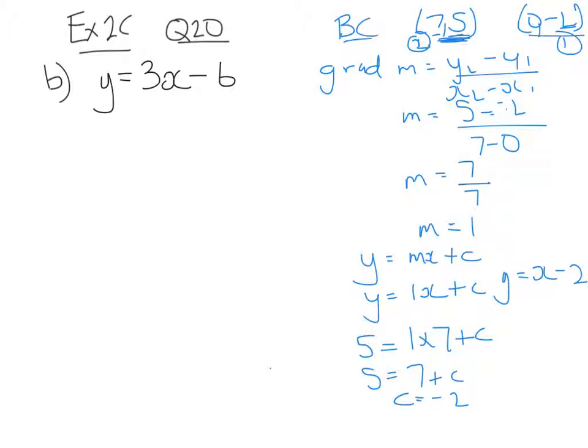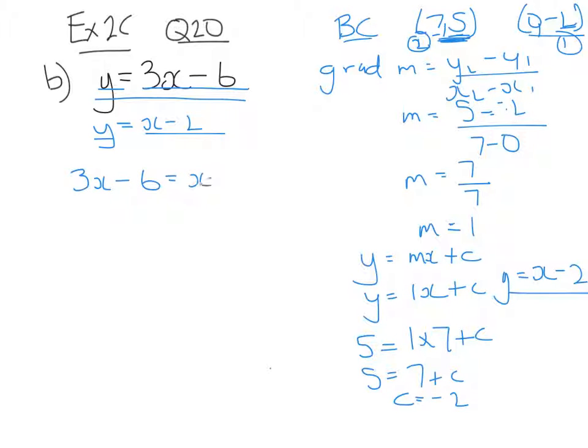Now we want to know where this line and this line intersect. So if we said, okay, y is equal to x minus 2, where do these two lines intersect? Well, if this is y and this is y, surely this and this would be equal. So if I said 3x minus 6 is equal to x minus 2, now I can do a little bit of algebra. What I'll do is I'll put plus 6 on this side and plus 6 on this side, and I'll take an x away from there and an x away from there.